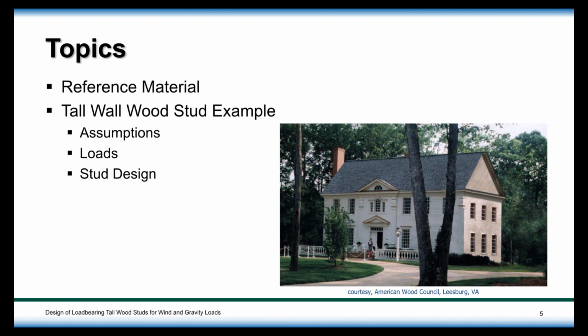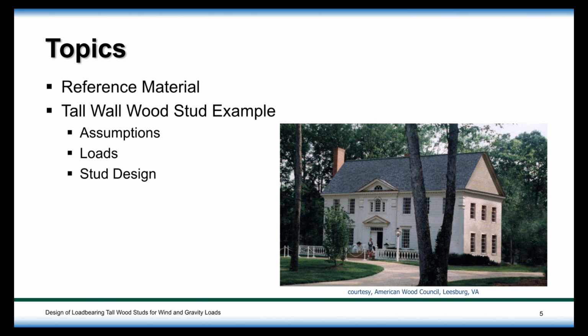So the topics that we'll look at, this will serve as our outline for today. We'll first talk about the reference material that we'll be utilizing throughout the day. Again, I mentioned the IBC, the IRC, AWC's NDS, and Wood Frame Construction Manual. Obviously, ASCE 7 is a big part of this for the wind load analysis.